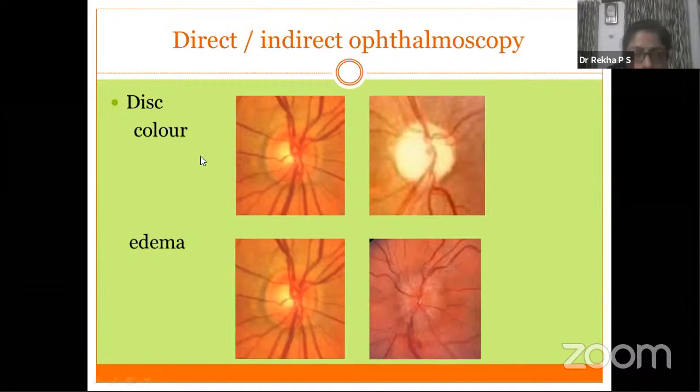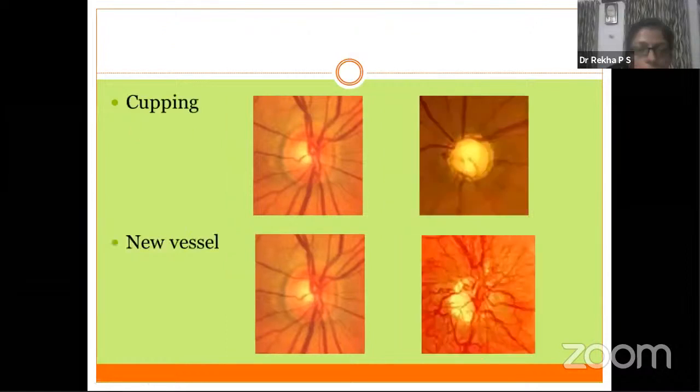So what will be the method? The most important is the disc. You should look for the color of the disc. You can compare: this is a normal eye, and here you can see white color, the neuroretinal rim is pale. So it indicates optic atrophy. Then look for the disc margins. It is well defined here, and you can see it is blurred here. That indicates edema. Edema can be due to various reasons. You should look at whether it is unilateral or bilateral and manage accordingly.